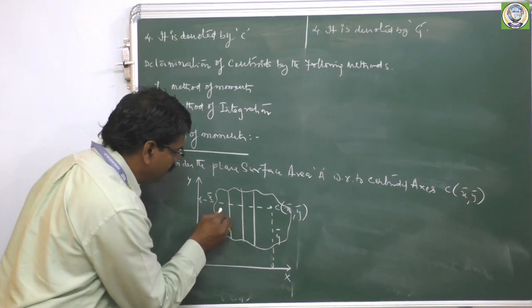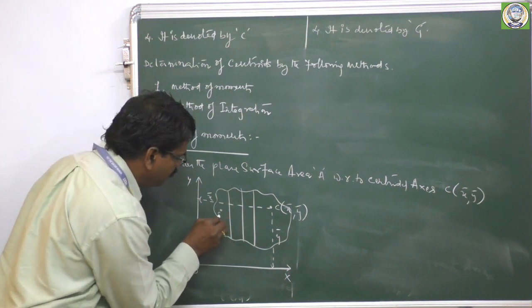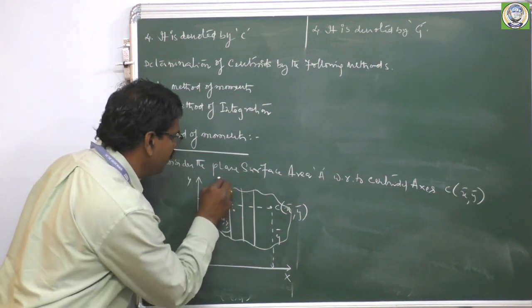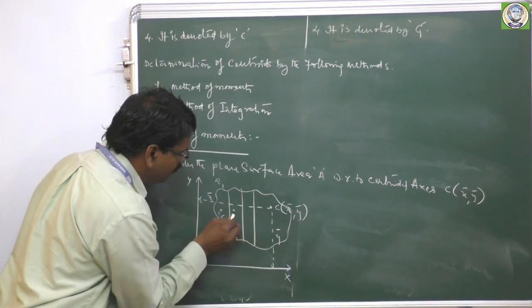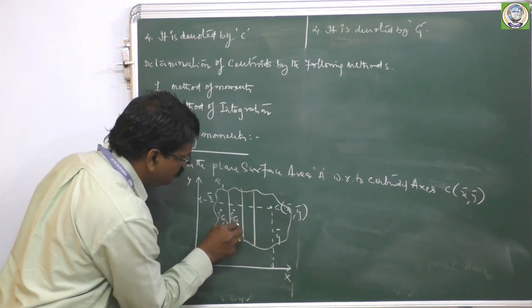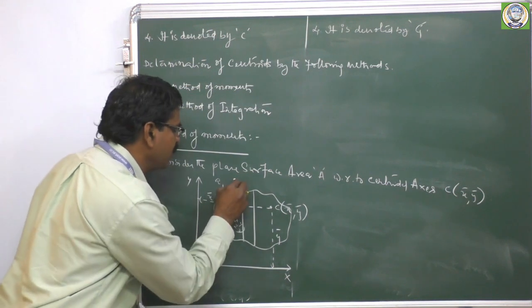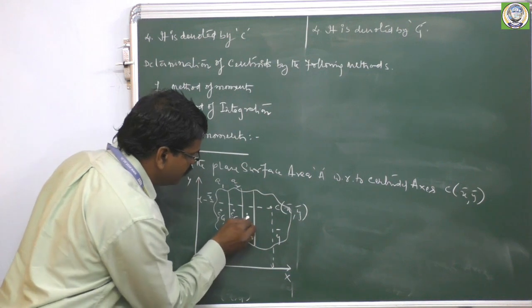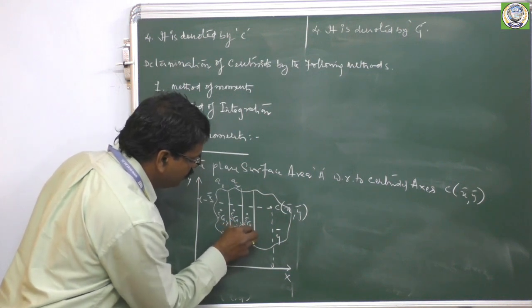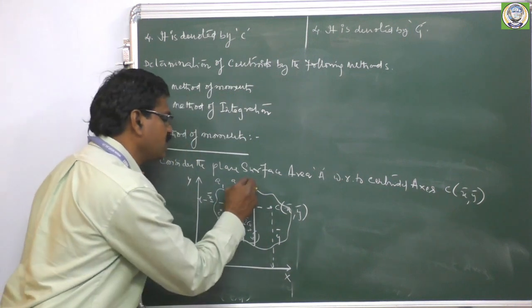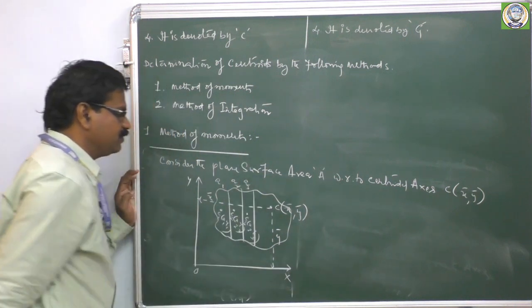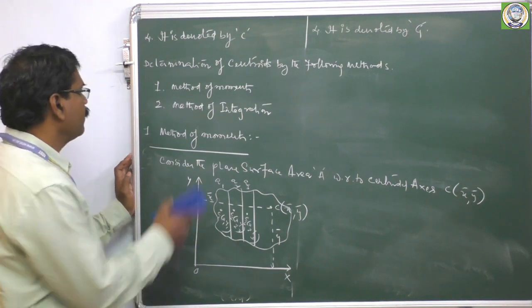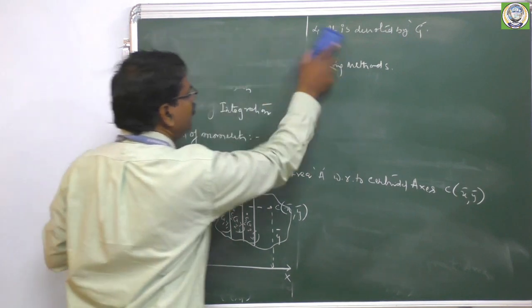The first elemental surface whose centroid is represented by C1 of x1 comma y1 and its area is A1. The second elemental surface C2 of x2 comma y2 and its respective area is denoted by A2. The third elemental surface is C3 of x3 comma y3 and its respective area is A3. Now let us discuss this diagram.